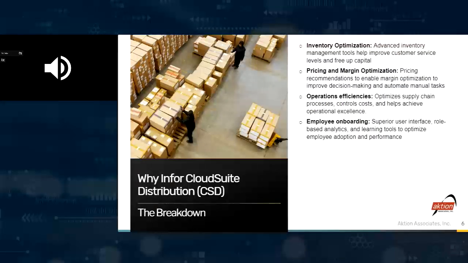So why Infor CloudSuite Distribution, also called CSD? Inventory optimization. Advanced inventory management tools help improve customer service levels and free up capital, helping you manage just the right amount of inventory that you need to keep in your warehouses. Pricing and margin optimization. Pricing recommendations to enable margin optimization to improve decision-making and automate manual tasks. Operations efficiencies. I mentioned this already. It optimizes supply chain processes, controls cost, and helps achieve operational excellence, making your business as efficient as possible.